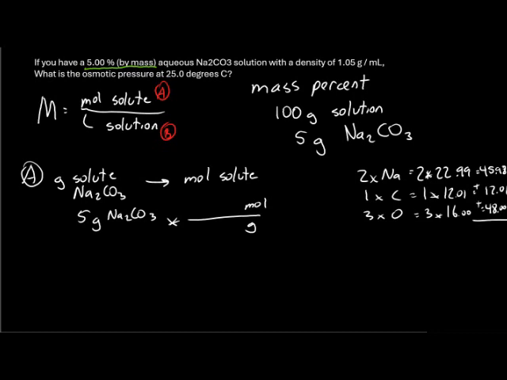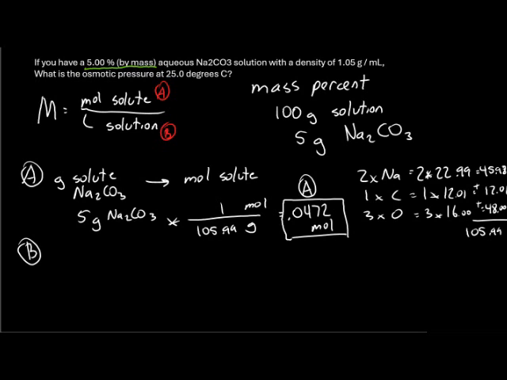Add all of these numbers together to get the molar mass. We'll get a total of 105.99. This will go next to grams, with a 1 next to moles. Now we divide 5 over 105.99. We will get 0.0472 moles for our Na2CO3. That's our answer to part A.